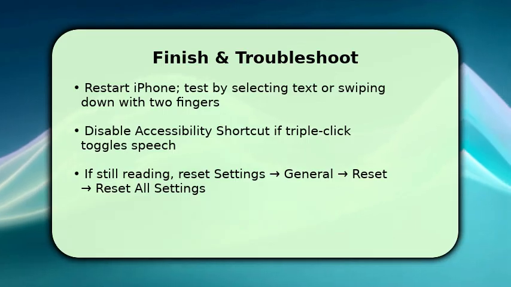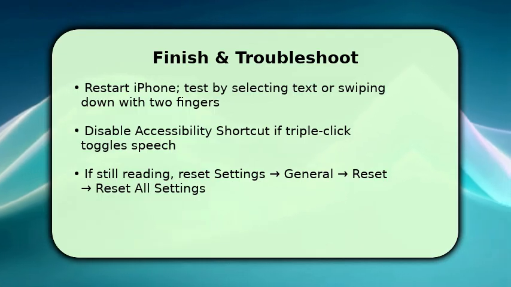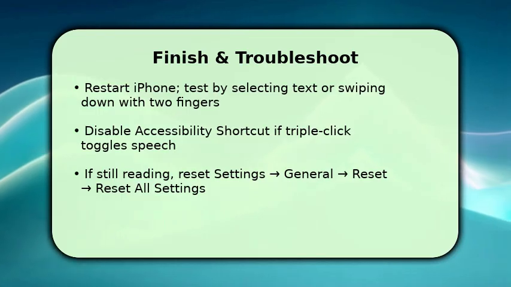If speech returns, check the accessibility shortcut in Settings, Accessibility, Accessibility Shortcut. Remove VoiceOver or spoken content so triple-click doesn't re-enable it. If problems persist, reset all settings will restore defaults without erasing data. Use it as a last resort.